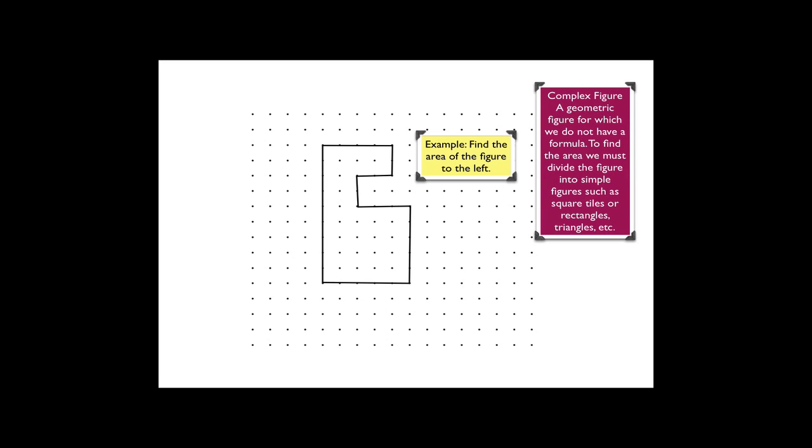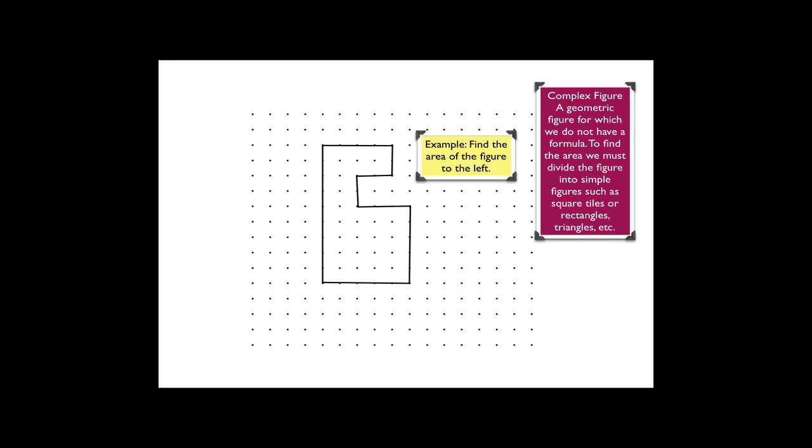So let's look at another example. Let's say I draw this figure over here to the left. Now first of all, this is not a rectangle. In fact, we call this a complex figure. A complex figure is simply a geometric figure for which we do not have a formula.